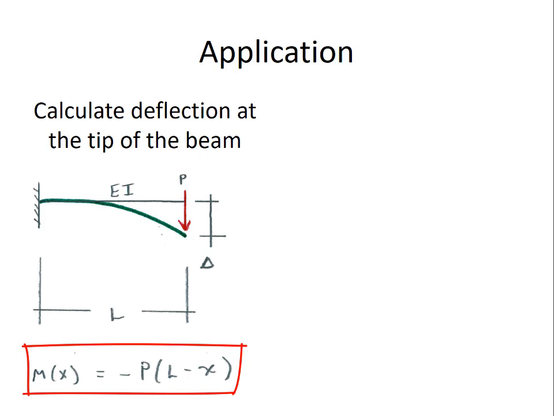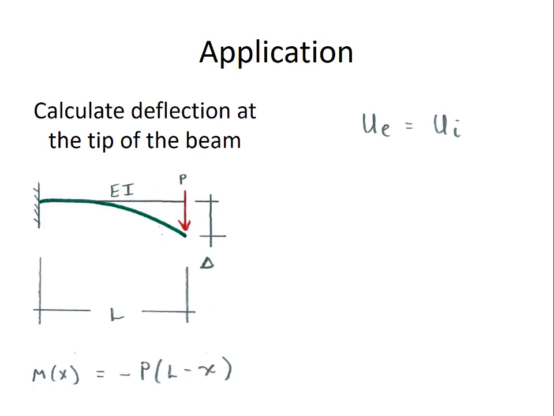This is an expression that you could obtain through beam tables, for instance, or you could have done the moment diagram and written the expression yourself. Start from the basic work energy principle. The external energy is equal to the internal strain energy. The external energy is 1/2 P delta.